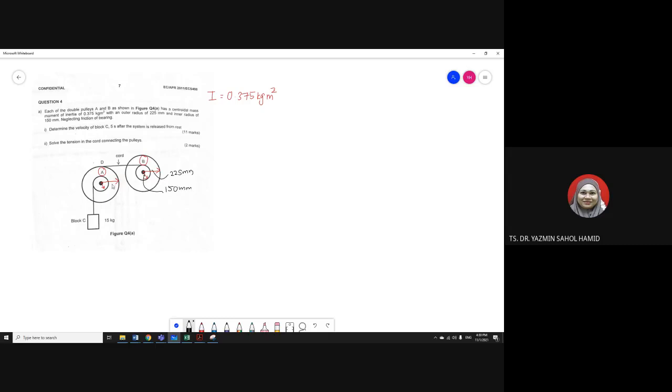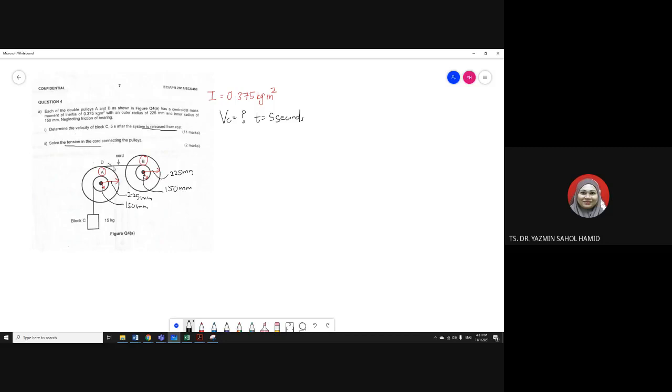Same again for pulley A, the value of the inner and the value of the outer radius. Now, neglecting friction of bearing. Now question number 1: determine the velocity of block C at time equals 5 seconds after the system is released from rest. The next question, solve the tension in the cord.